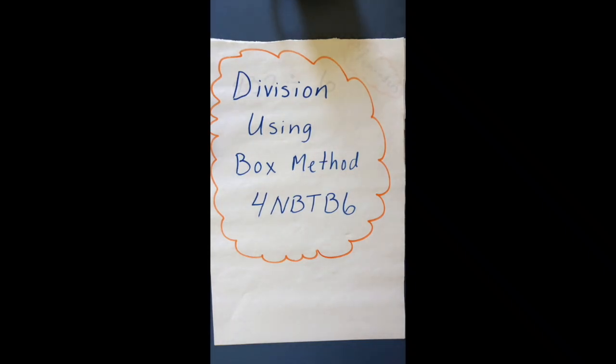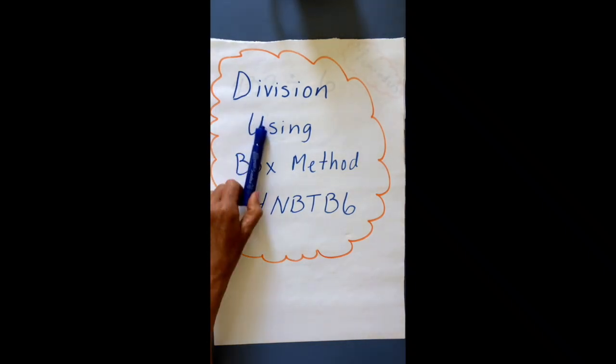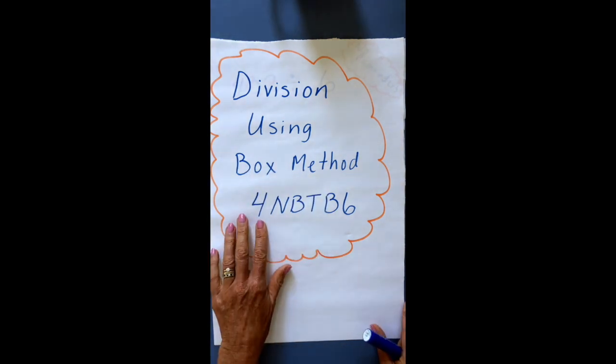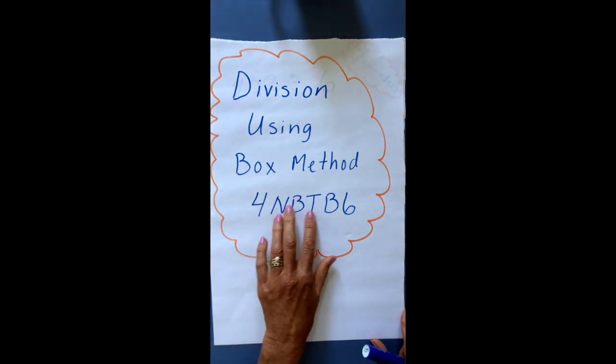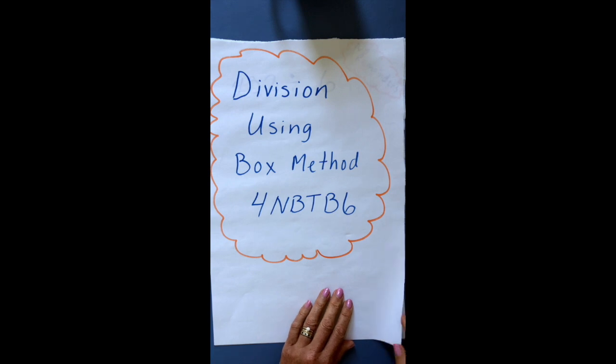Great. This is a video on division using the box method, and it's Common Core Standard 4.NBT.B.6. I'll be doing 3 and 4 digit dividends. Here's the first problem.